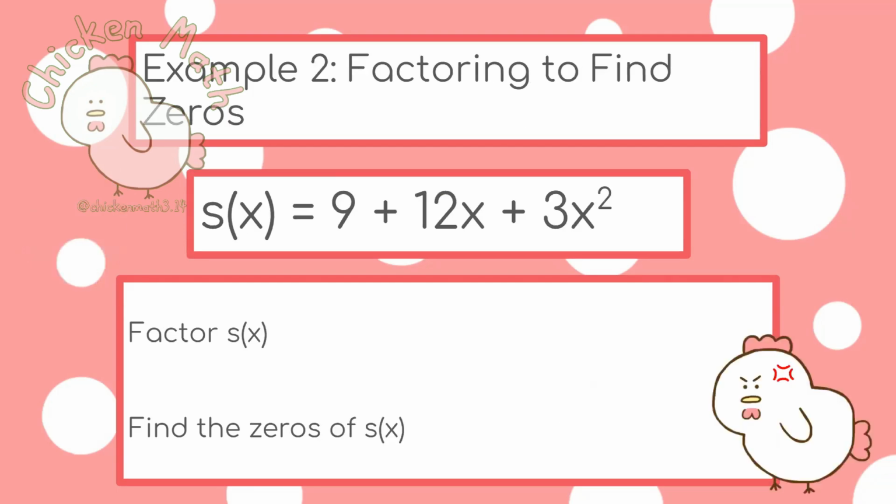Second example, factoring to find zeros. So you want to factor 9 plus 12x plus 3x squared. So first we take out that GCF, greatest common factor, and then you just factor like normal. So you get 3, and then you get these binomials, x plus 3, x plus 1. The opposite of these values right here in our binomial will be our zeros. So our zeros would be x equals -3, and x equals -1. Because when you plug these in, you get 0.